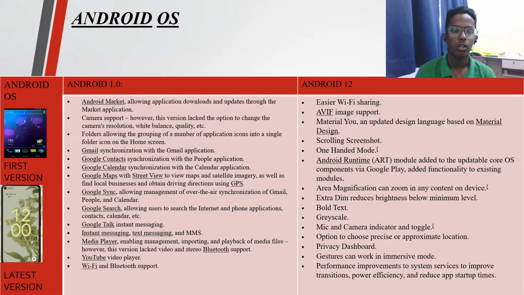Besides that, Google Maps with Street View to view maps and satellite imagery, as well as to find local businesses and obtain driving directions using GPS. Moreover, Google Search, allowing users to search the internet, and the phone application, contacts, calendar, etc.